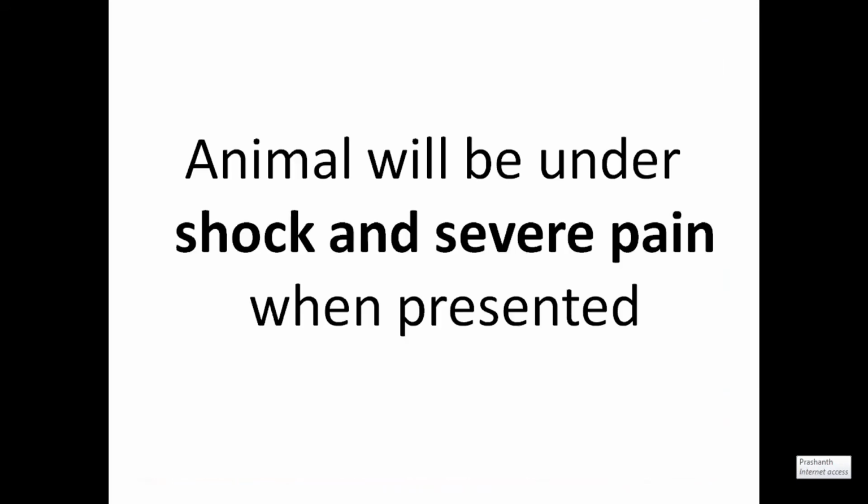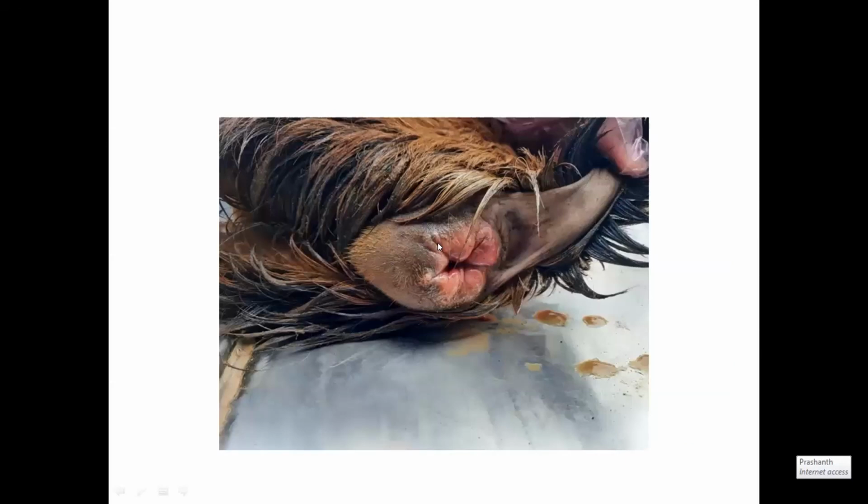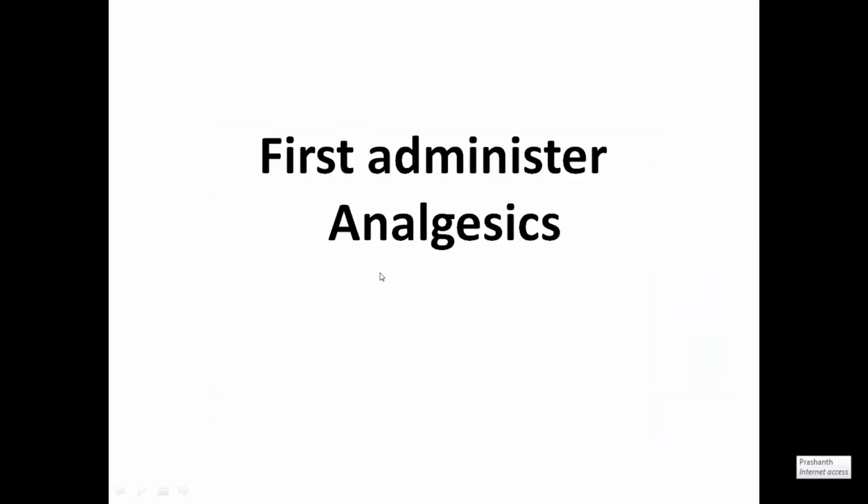Whenever they are presented to us, the animal will be under severe shock and severe pain, since it will have been handled by many people. Many cases will be presented with the whole perineal region swollen because of mishandling of the animal. This is another case with a hugely swollen vulval region. So the animal will be under a lot of stress.